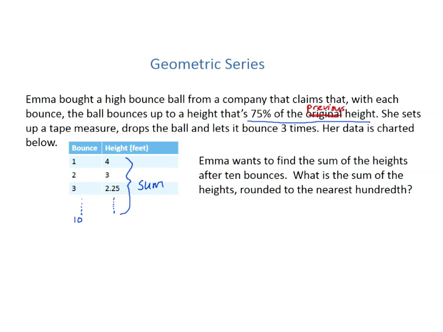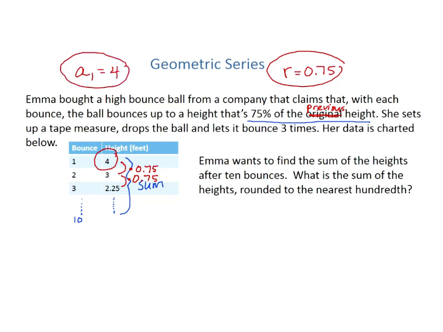So each time it bounces up, it's going to be 75% of the height that it was in the bounce previous to that. So that means from here to here, we multiply by 0.75. From here to here, same thing, multiply by 0.75. So that's our common ratio. We're just putting the percent in decimal form. Then we have our first term, right? Our first term is 4. That's our first height. And then it says she wants to find the sum of the heights after 10 bounces.